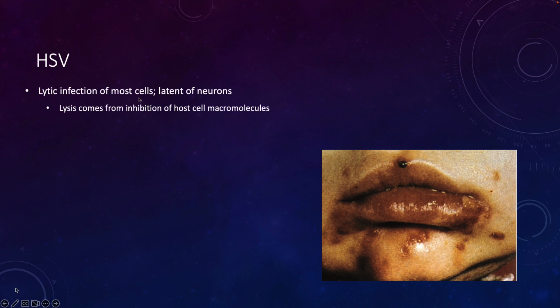The cell lysis comes from mostly inhibition of the host cell macromolecules. So basically it stops the host cell from being able to replicate because the virus is replicating itself. And eventually when the host cell isn't able to replicate or to repair any damage, the cell will lyse. If you do a biopsy of some of these lesions, you may see inclusion bodies in the nucleus, so these kind of dense collections of viral DNA, and also syncytia. They'll form those giant multinucleated cells.